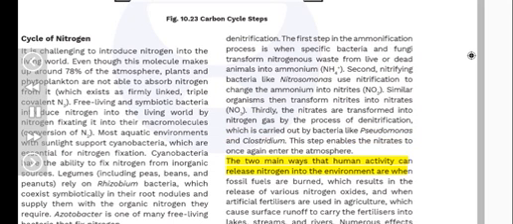The 2 main ways that human activity can release nitrogen into the environment are when fossil fuels are burned, which results in the release of various nitrogen oxides, and when artificial fertilizers are used in agriculture, which cause surface runoff to carry the fertilizers into lakes, streams, and rivers.